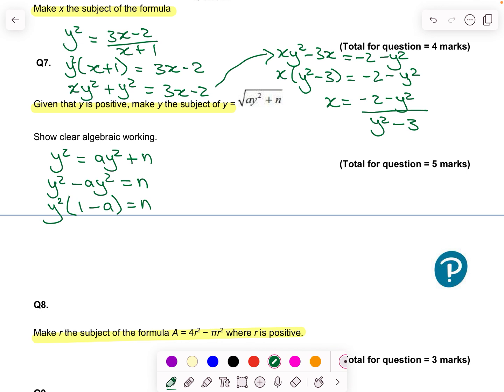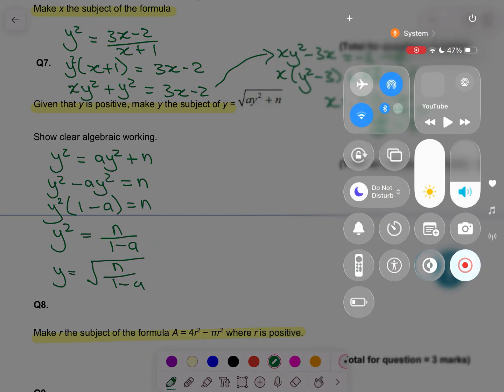Then I divide, so y squared equals n divided by (1 minus a). And then I'm going to have to square root. So y equals the square root of n over (1 minus a). So that was a bit of a tricky one, but 5 marks. So worth doing and worth starting.